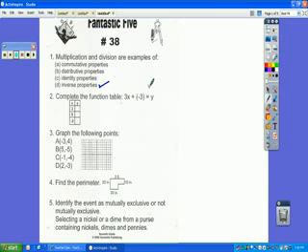Number 2, complete the function table. 3x plus negative y, 3x plus negative 3 equals y. So I'm going to substitute x for the numbers that are given, and when I solve, the answer will be y. So I have 3 times 3 plus negative 3.